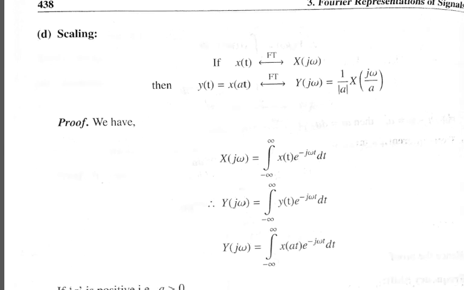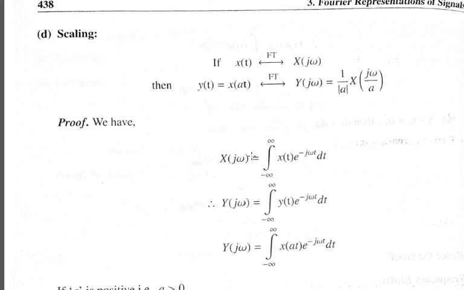The next one is the scaling property. We know the scaled version of the signal can be either an expanded version or a compressed version. So let's say x of t is a signal whose Fourier transform is x of j omega, and similarly let's consider y of t as the scaled version of x of t, whose Fourier transform has to be in this way. Let's see how this arises.